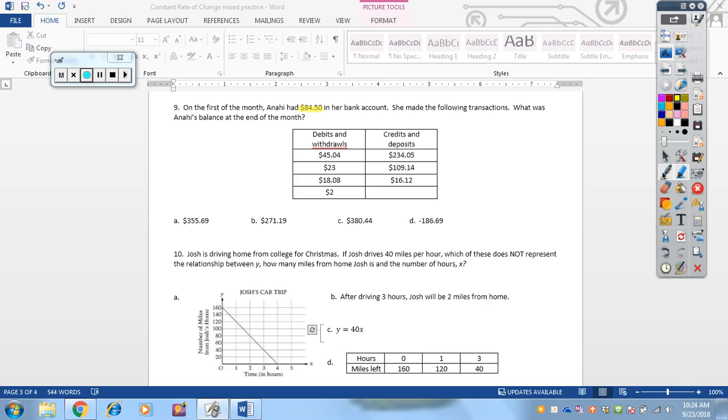Because you're going to do all this work and you're going to add up all your credits and you're going to subtract all your debits, and you, my friend, you will forget this $84.50. Do not forget it. It is a positive. It is a credit, because that's what she started with. Careful with your decimals. If there isn't a decimal on a number, it should go at the end like a period.